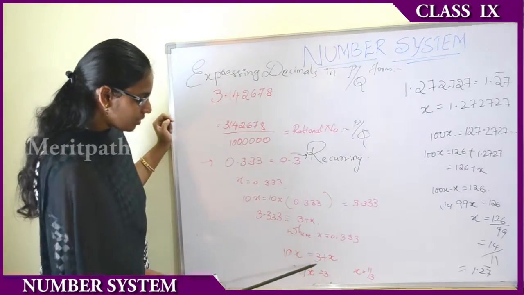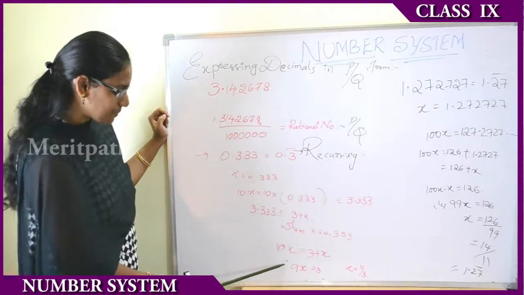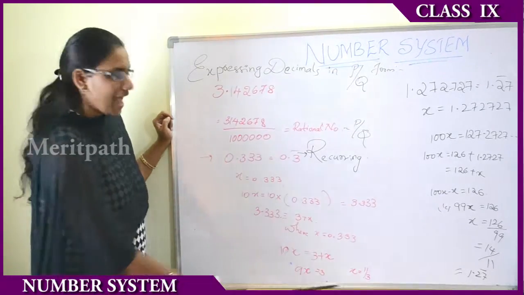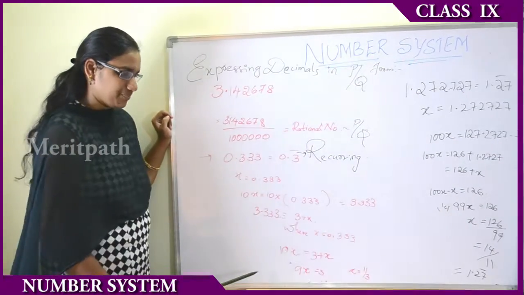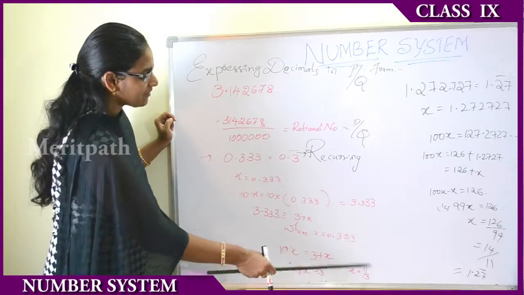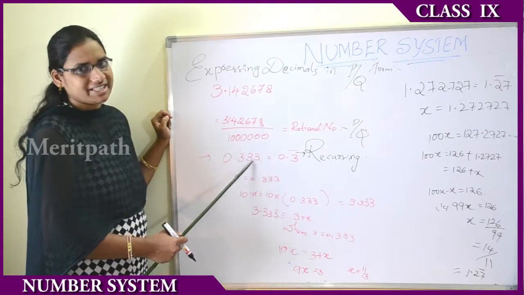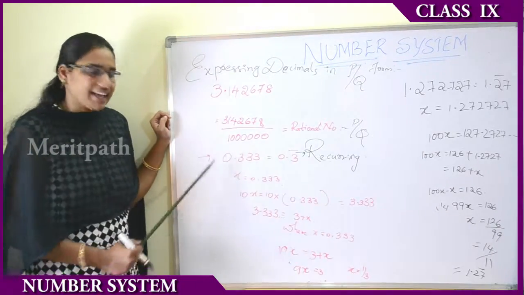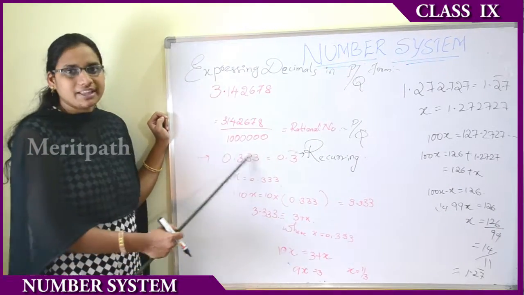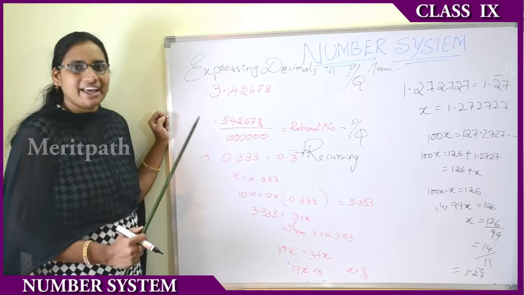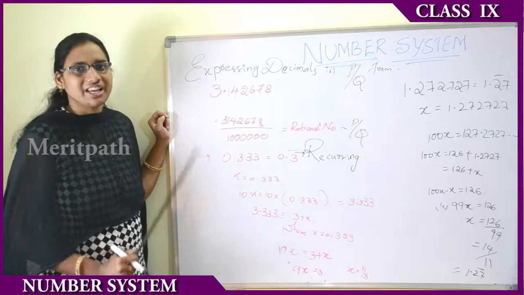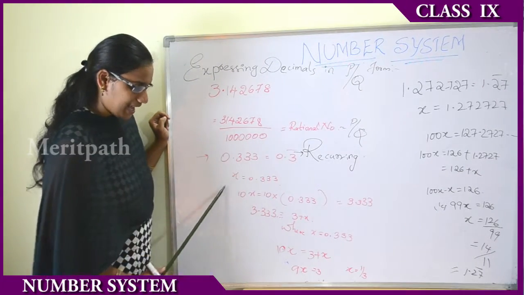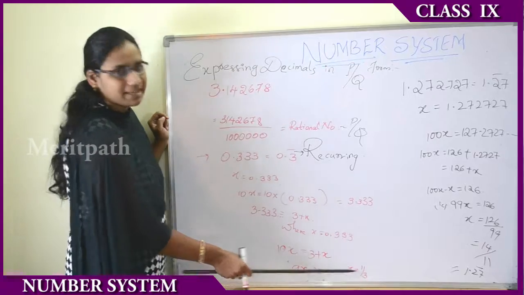Okay. Now let us subtract 10x minus x, which equals 9x. 9x equals 3 and x equals 1 by 3. 1 by 3 itself is again 0.3333. It means we are expressing a decimal number 0.33 in the form of a real number, that is a rational number, in p by q form. 0.333 can be represented as 1 by 3.